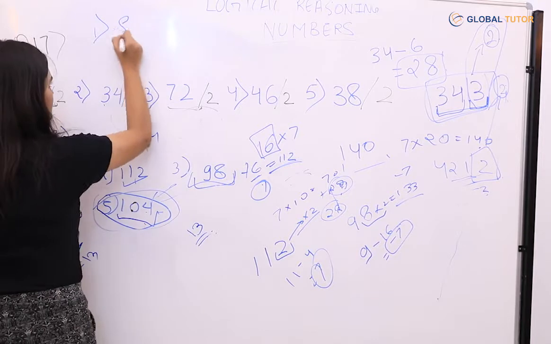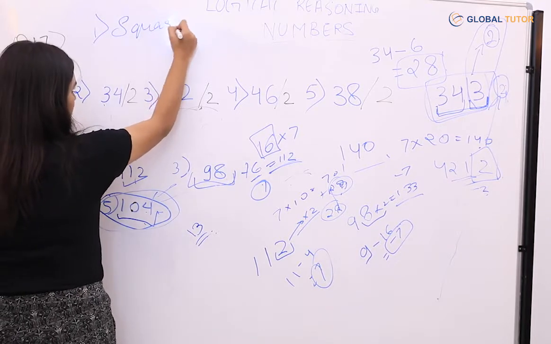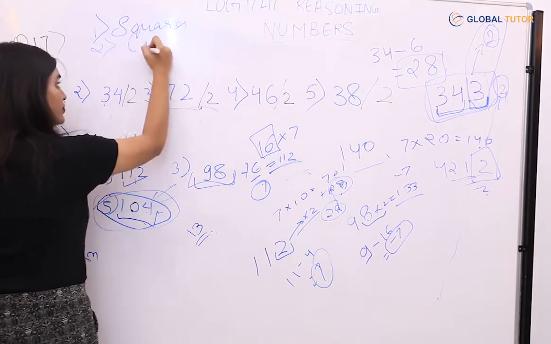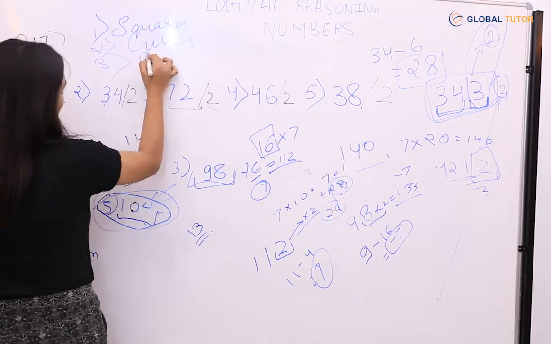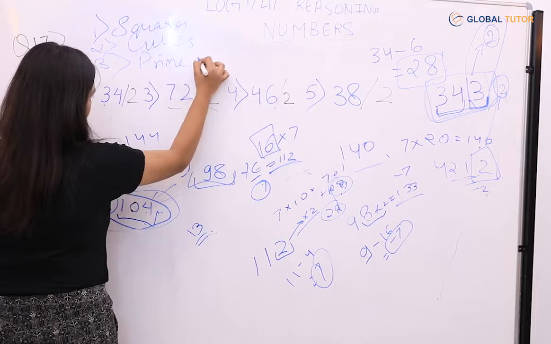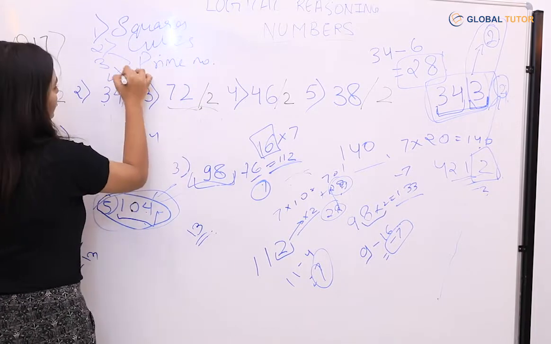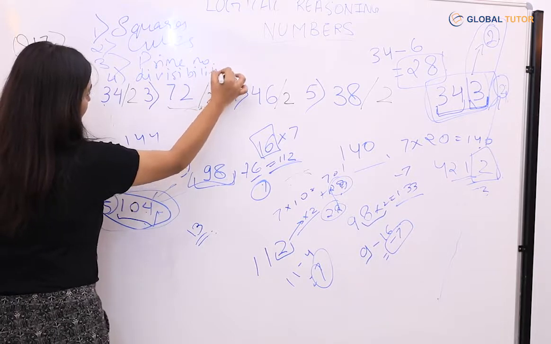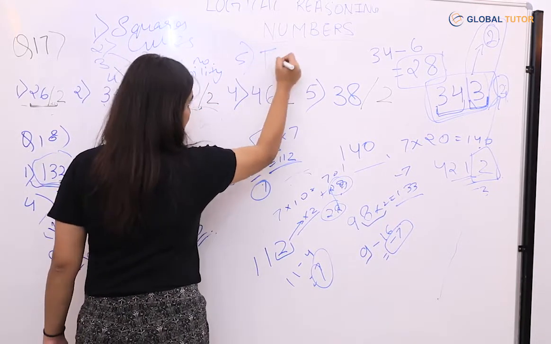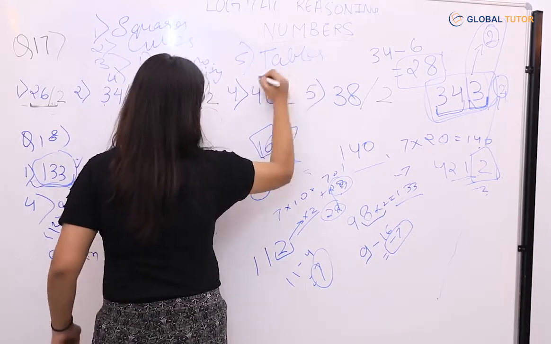First, squares. Second, cubes. Third, prime and non-prime numbers. Fourth, divisibility rules. And fifth is tables.